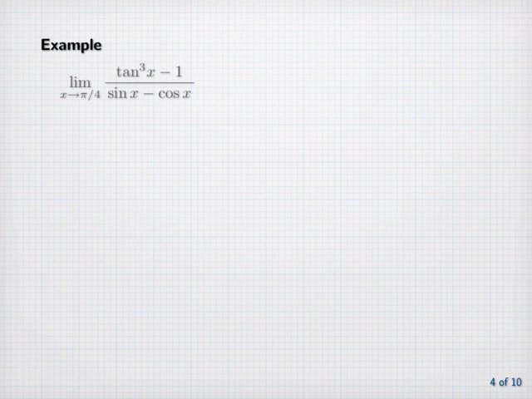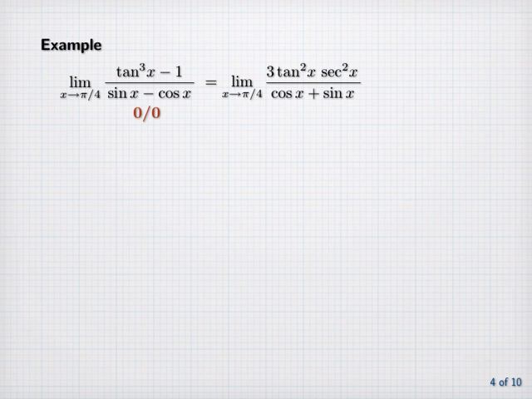A few more examples. Let's take the limit as x approaches pi over 4 of (tangent cubed x minus 1) divided by (sine x minus cosine x). Since tangent of pi over 4 is 1, and since sine of pi over 4 and cosine of pi over 4 are both square root of 2 over 2, this is in fact a 0 divided by 0 form. So let's apply L'Hopital's rule. We'll take the derivative of the numerator using the chain rule to get 3 times tangent squared x times the derivative of tangent x, or secant squared x, and take the derivative of the denominator, getting cosine x plus sine x.